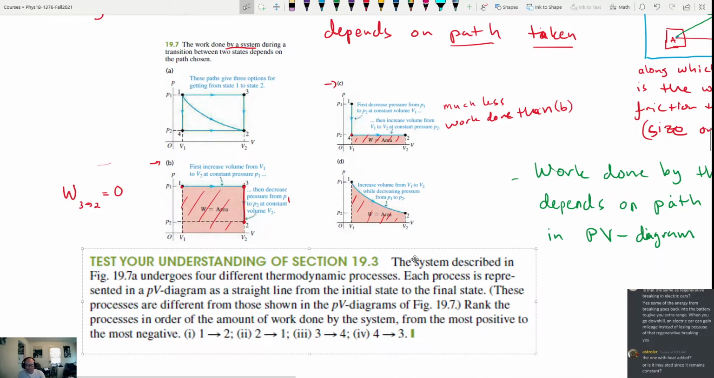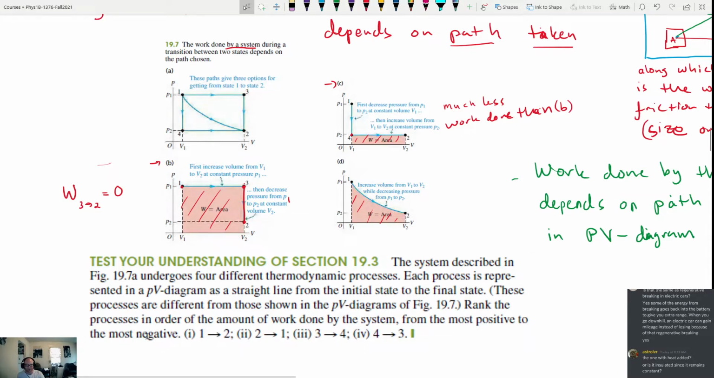So this is the question. I want you all to try to think about this, and you're going to answer in the chat. The system described in figure 19.7a undergoes 4 different thermodynamic processes. Each process is represented by a PV diagram as a straight line from the initial state to the final state. These processes are different from those shown in the PV diagrams, okay? But the numbers are the same. So 1, 3, 4, and 2, these are all the same, okay? So really, we just have to look at this picture right here.